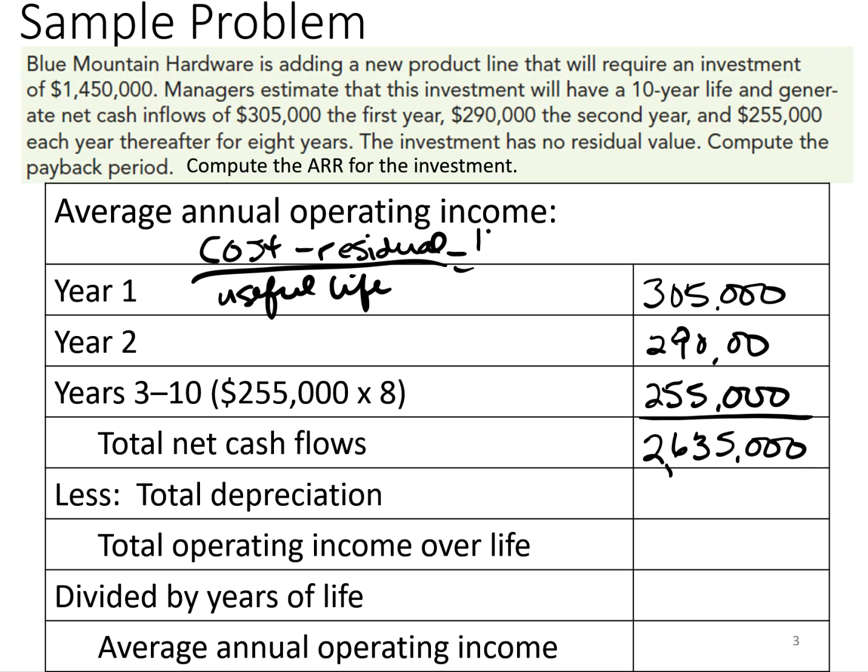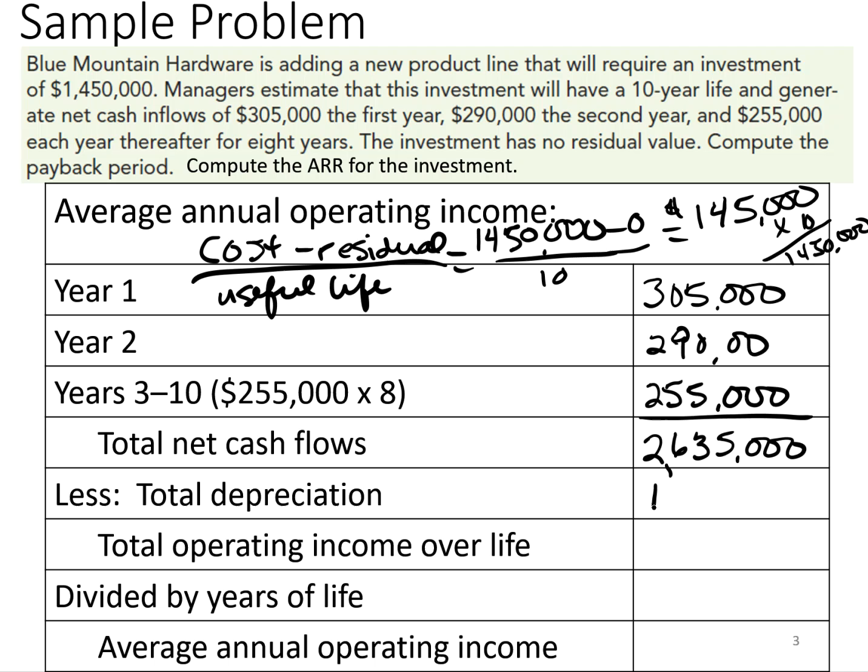Now in this particular problem, we have no residual. It's a 10-year life, and there's no residual, it says right there. So we would subtract nothing in effect. And the useful life is 10 years. So it's going to be $145,000 each year in depreciation. Times 10 years will get us back to our $1,450,000. So all of the cost of the asset will be depreciation in this particular example.